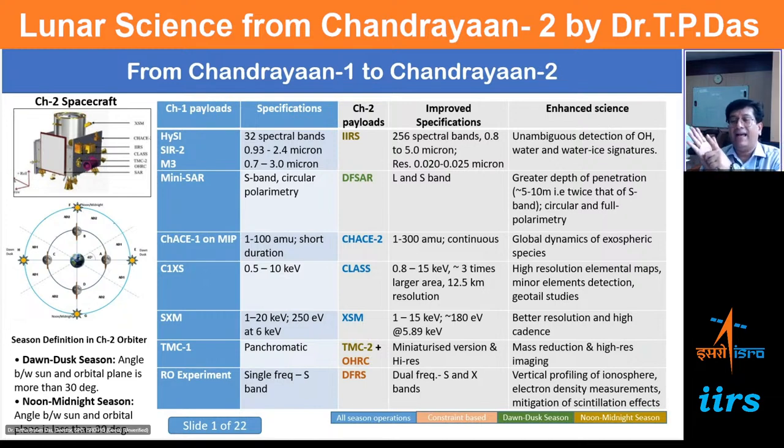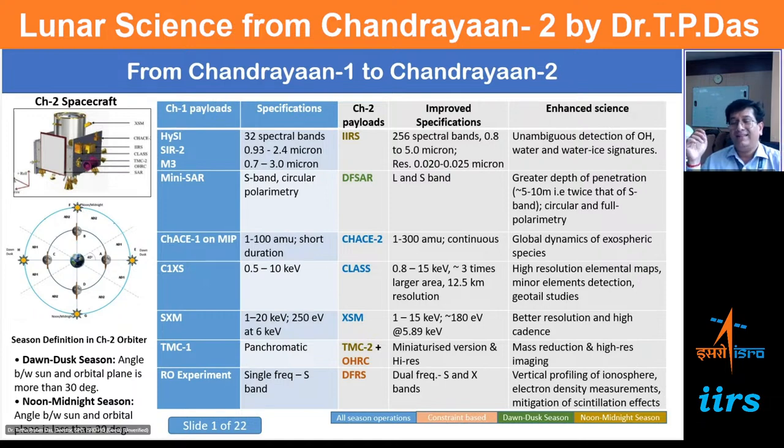So that angle I am referring to here, if it is more than 30 degrees, we call it a dawn-dusk season. And if this angle is less than 30 degrees, we call it a noon-midnight season.